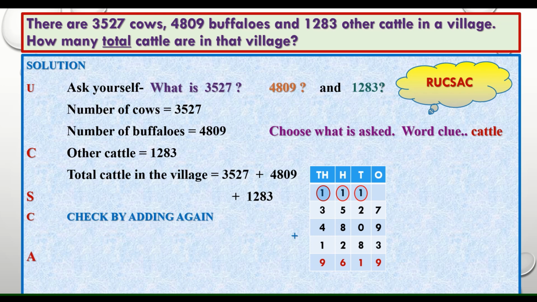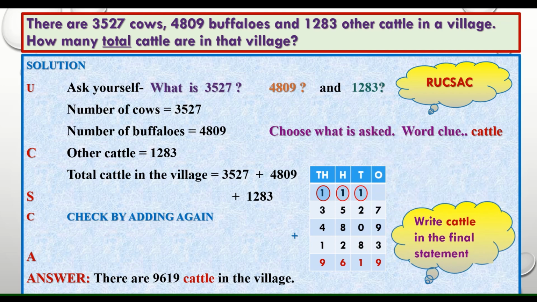Now remember here, what should be the final answer? How many total cattle are in that village? Here only one question is asked. They have not asked to write the answer in number sentence. So that means we have to write only solution sentence. So solution sentence is, there are 9,619 cattle in the village. But remember, we have to write the word cattle in the final statement. Isn't it easy? Yes, very easy.